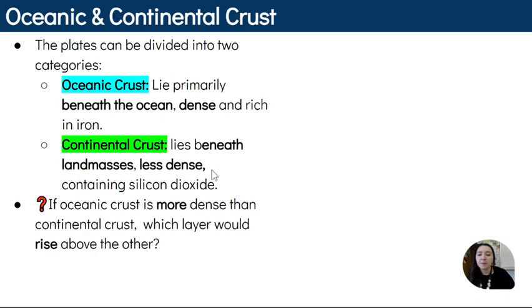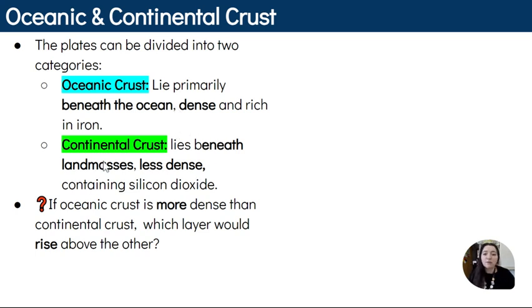Okay, so now that we know about the core, the mantle, and the crust, we now have to talk about the plates and then what kind of crust we can have. So Earth is also made up of oceanic crust and continental crust, and it sounds exactly like they are. The oceanic crust is the crust under the ocean, that makes up the ocean floor. It's very dense and rich in iron, and that's very important. The continental crust, however, is the one that's on land. It lies beneath land masses, and it's less dense, containing silicon dioxide.